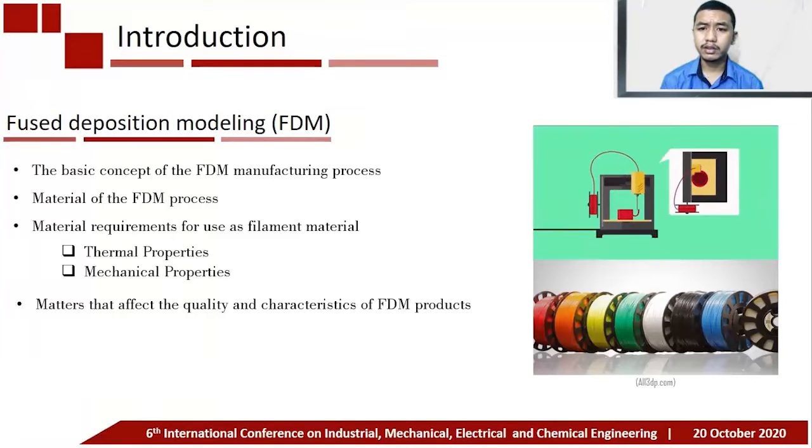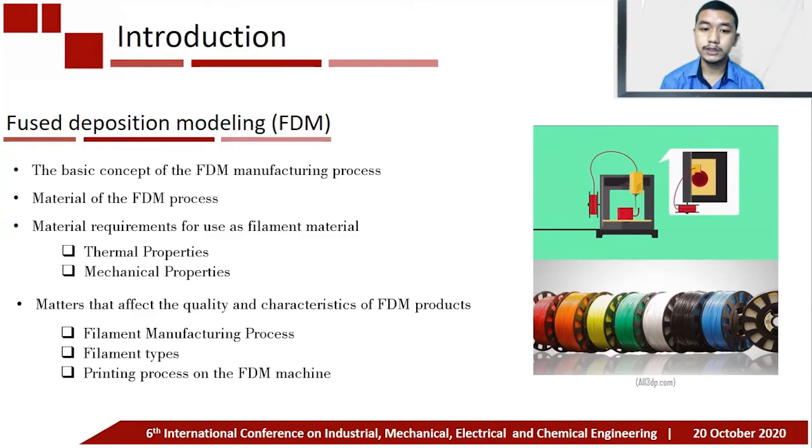Many factors affect the yield characteristics of the FDM process, because in the process from raw material to product, it must go through several steps. Some of the factors that can be controlled to achieve the desired properties are the filament manufacturing process, filament types, and the printing process on the FDM machine.